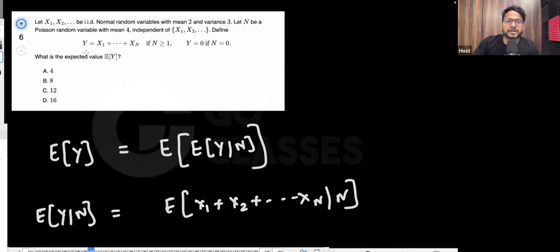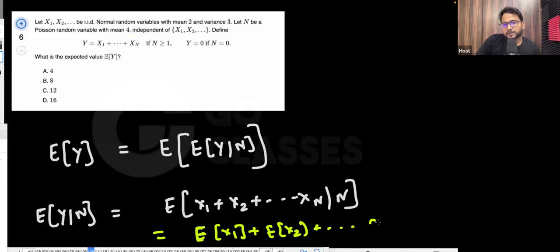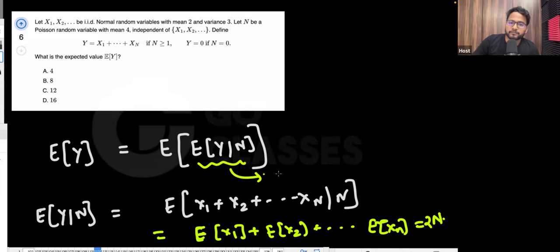So these are anyway independent normal random variables. Given n, they are obviously independent only, which means this will be the same as expectation of x1 plus expectation of x2 and so on up to expectation of xn. Expectation of each is 2. Since there are n terms, it will be n into 2, so it is 2n basically. So the inner quantity is coming out to be 2n.